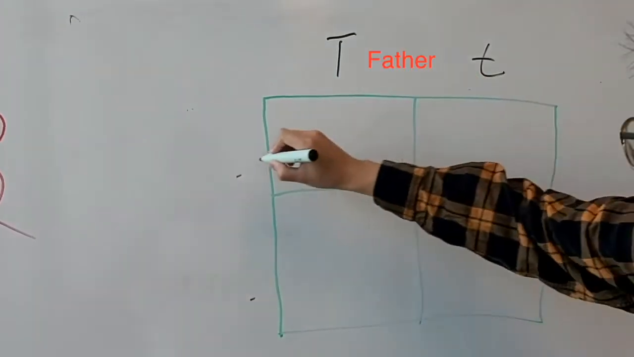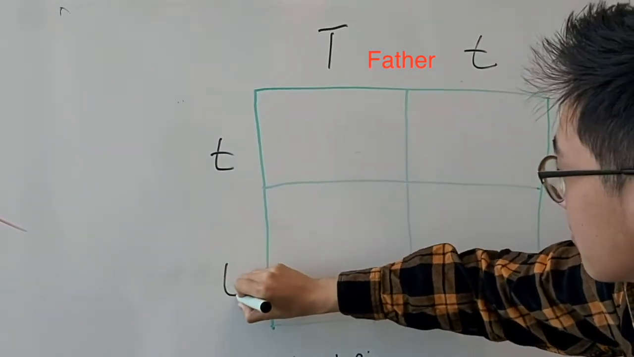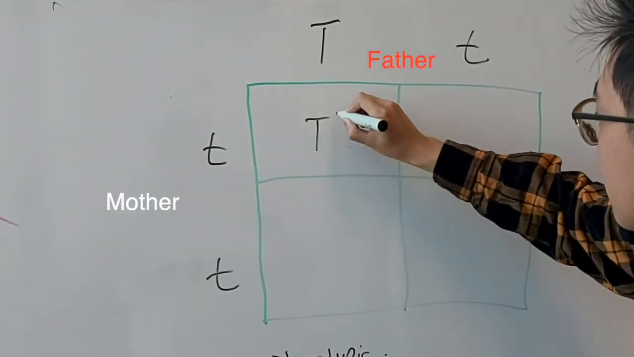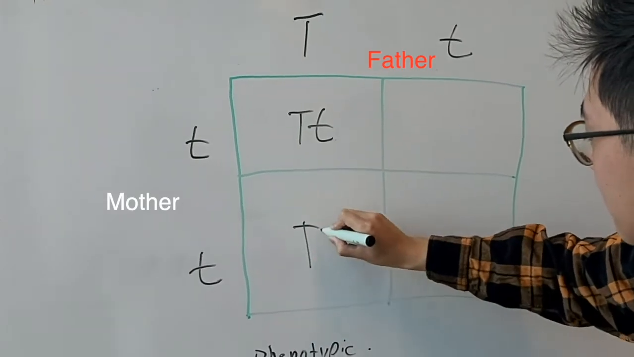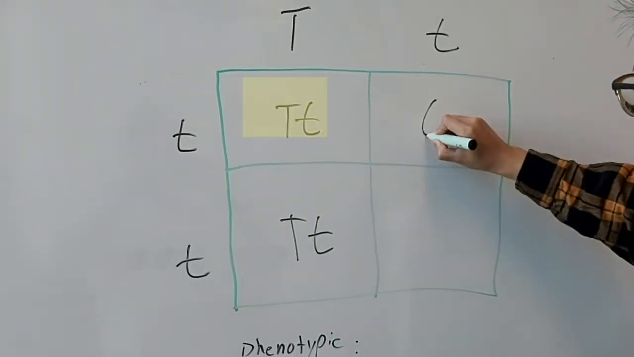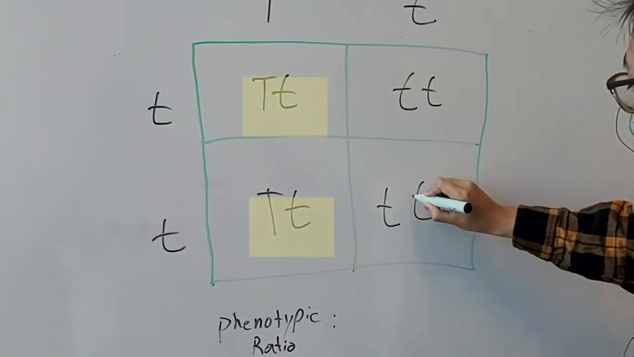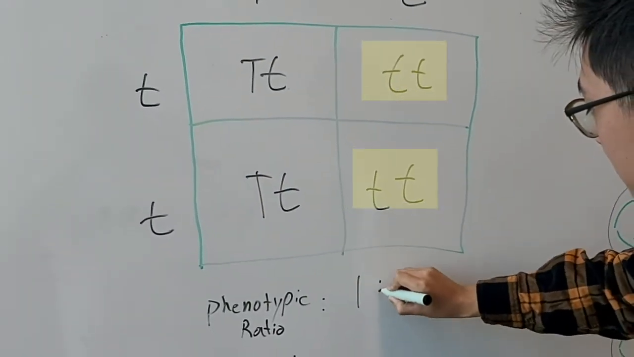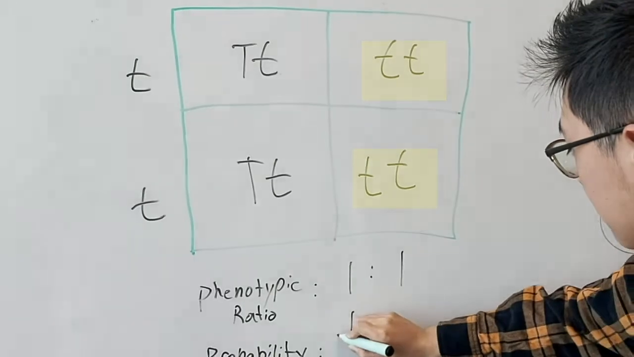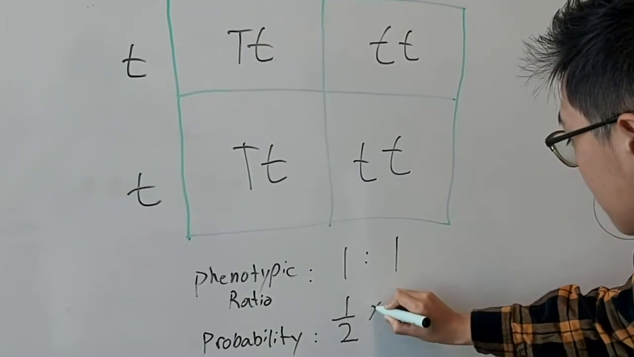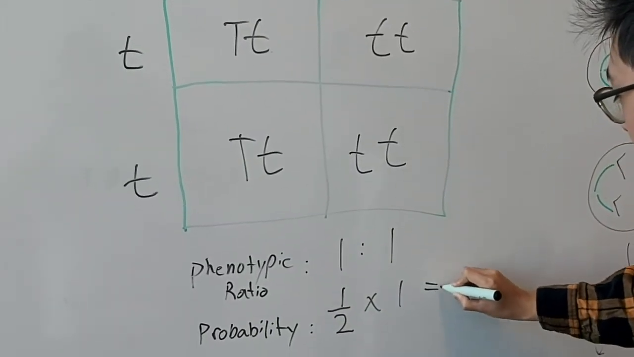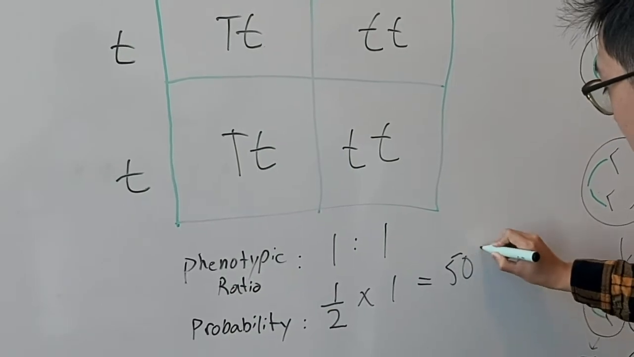Here we show Timmy's father along the top of the square as a heterozygous genotype expressing TCS, with his unaffected mother along the side. As shown, the combination of gametes from these two individuals results in either a heterozygous genotype with the dominant allele expressing TCS or an unaffected homozygous recessive genotype without the dominant allele. This produces a 1-to-1 phenotypic ratio and means that the probability of Timmy expressing the phenotype for TCS is 1 out of 2 or 50%.